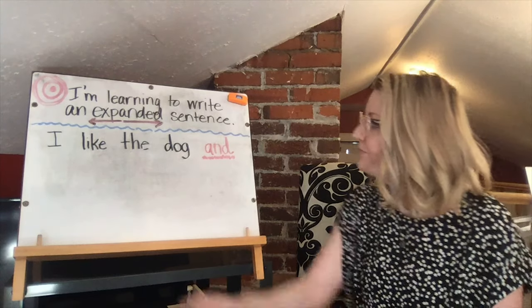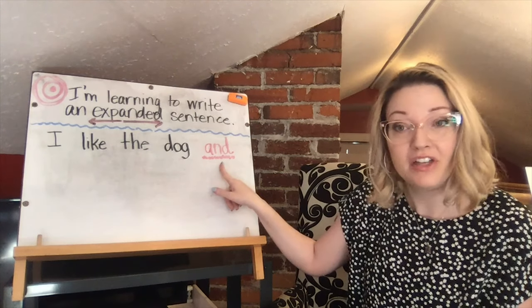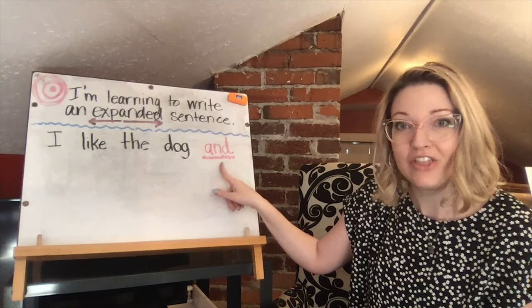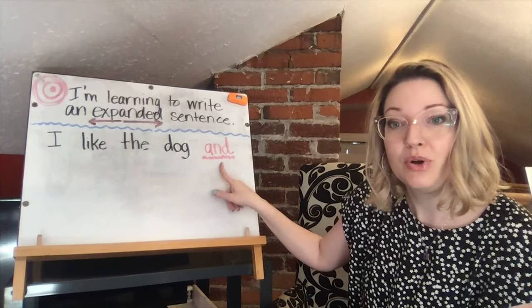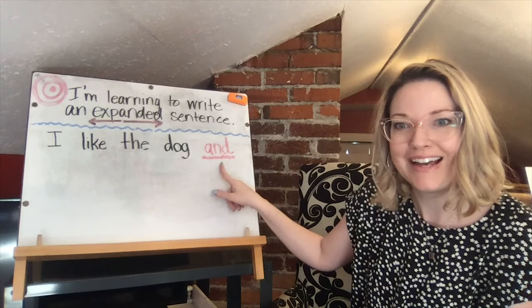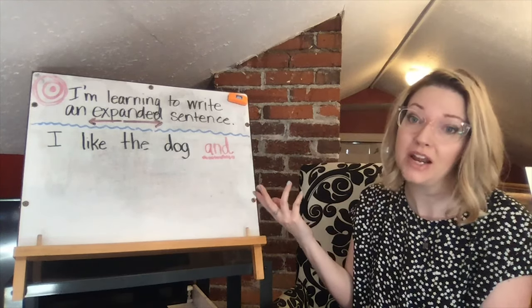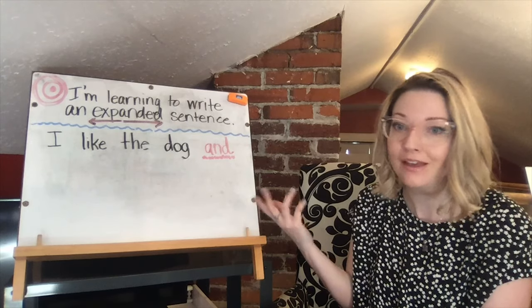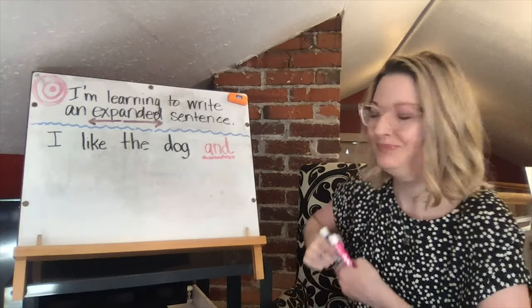Let's think about it. I like the dog, and let's include the other noun from our other sentence, the other animal. What was the other animal that we used? The other animal we used was the noun cat. And you know what? It's staying on topic too, because it's writing about animals. That could be our topic. So I like the dog and cat.